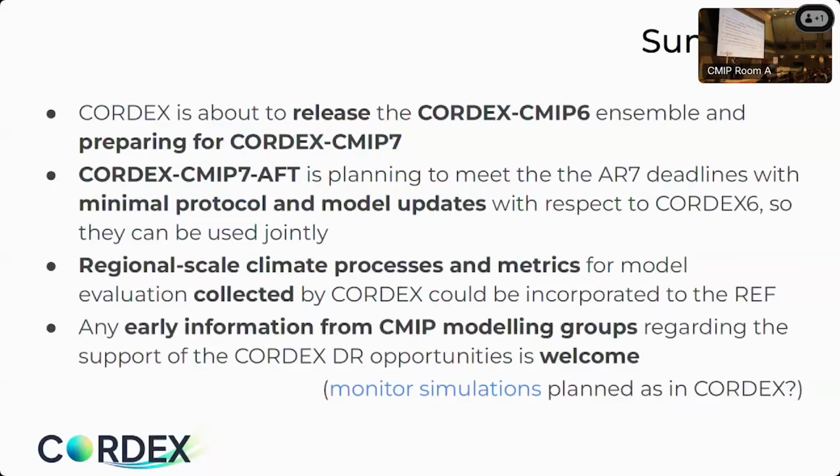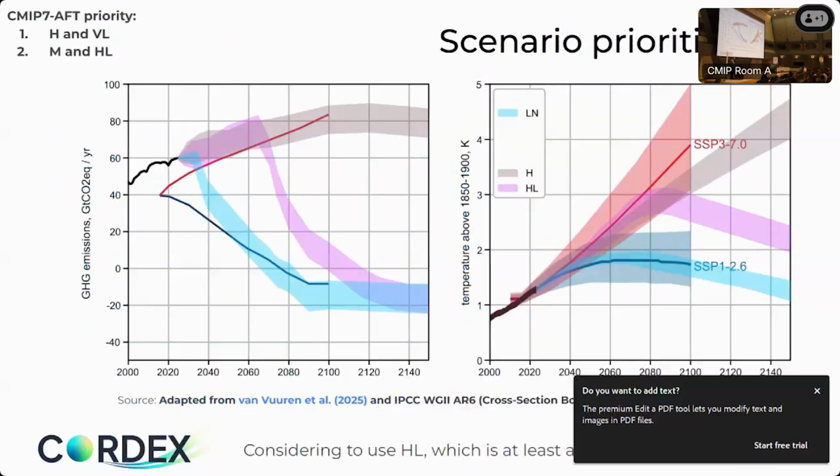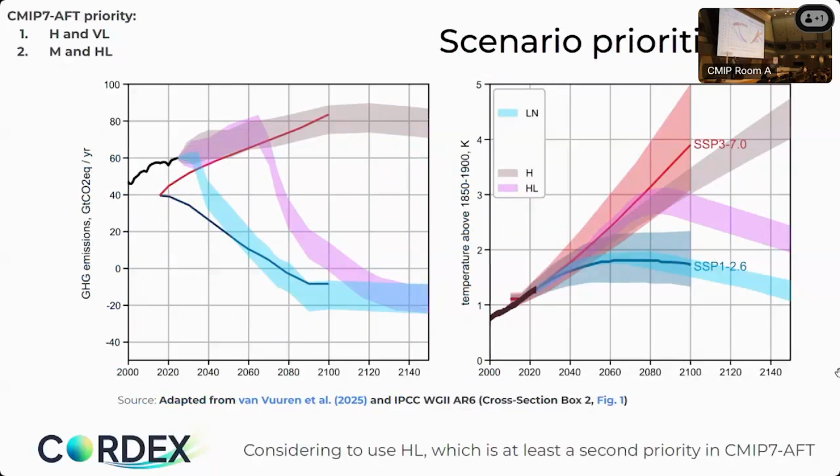Yes, hi, thanks for the presentation. I'm a bit confused about the scenario choices because I have not heard that the low scenario won't be available. As far as my information goes, we as CMIP modeling centers should prioritize the low and the high scenario to deliver. The first priority, as far as I know from CMIP7 AFT, is the high and the very low.